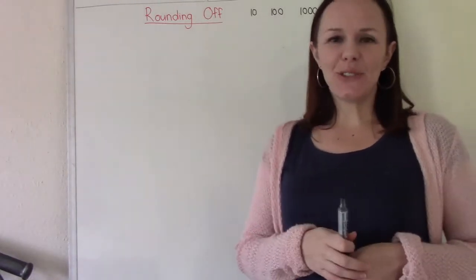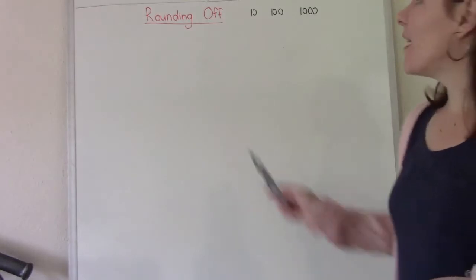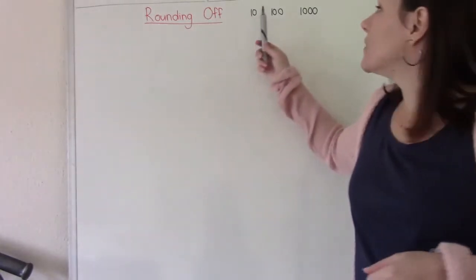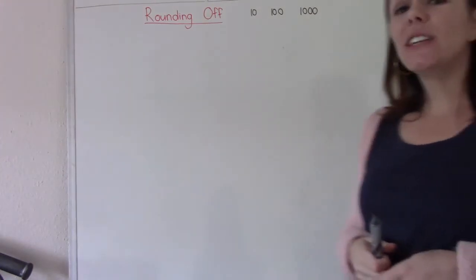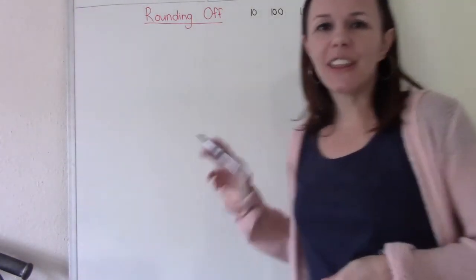Let's jump into today's lesson. We are revising rounding off to the nearest 10, 100 and 1000. It's actually so easy if you think about it this way.